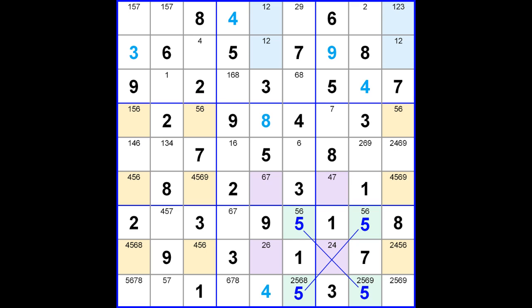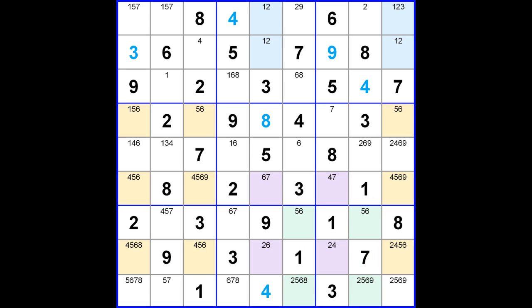So what is an X-Wing? An X-Wing is where there are two columns that each have two cells, and only two cells, with the same possibility, and those two cells happen to line up perfectly in the same row. The reverse is also an X-Wing, where two rows have two cells with the same possibility, and they happen to line up perfectly in the same column. X-Wings will therefore always form a rectangle.